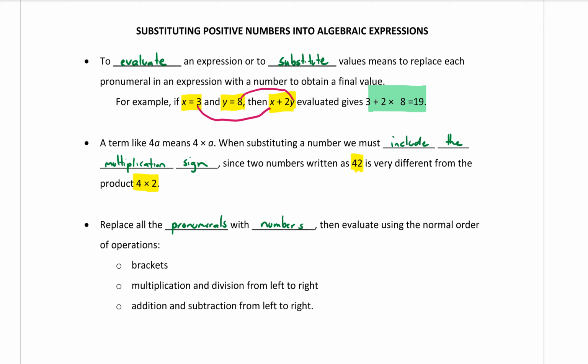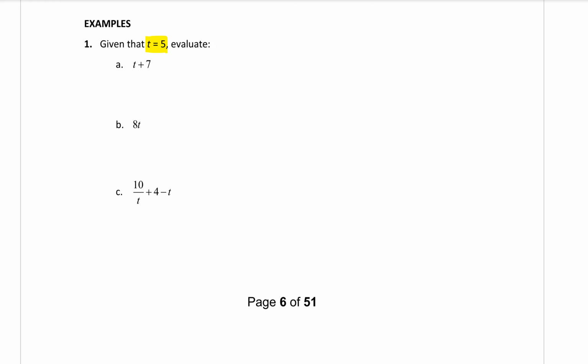Given that t is equal to 5, that's what I've been told, that's what I'm going to be using. I want to evaluate, which just means I want to find the number answer for t plus 7. So everywhere I see a t, I have to put a 5 in there instead. So this first question, instead of t plus 7, that's going to become 5 plus 7. And then I just want to work out what that's equal to. There's only one step to do here. 5 plus 7 is equal to 12.